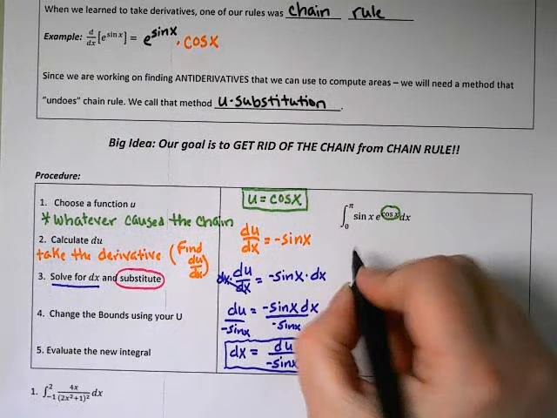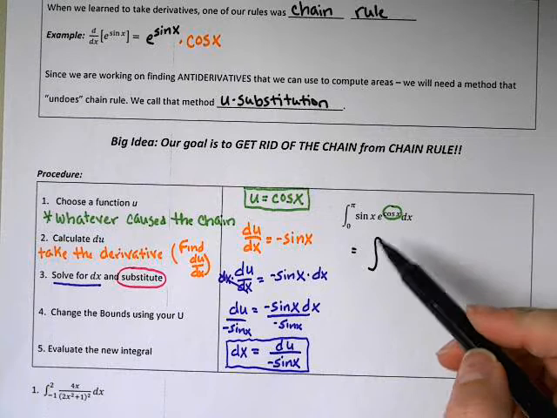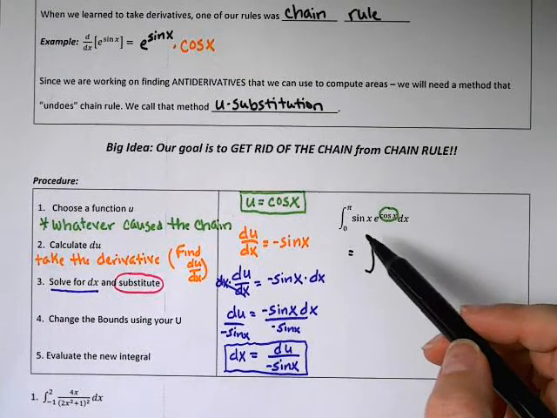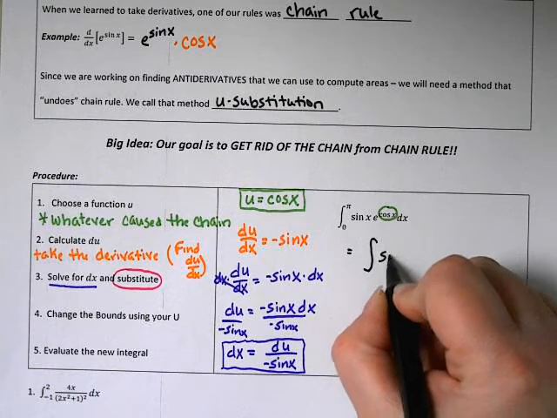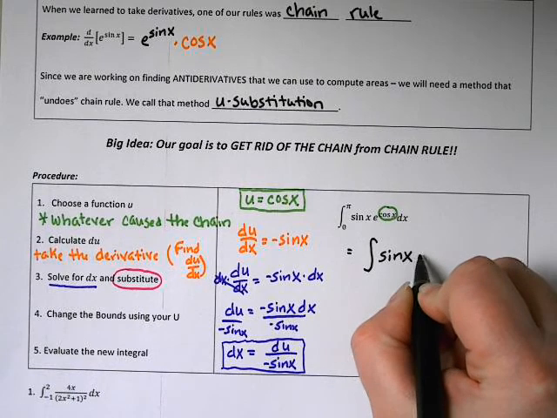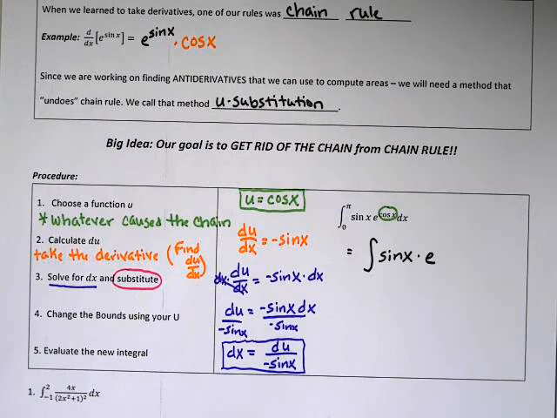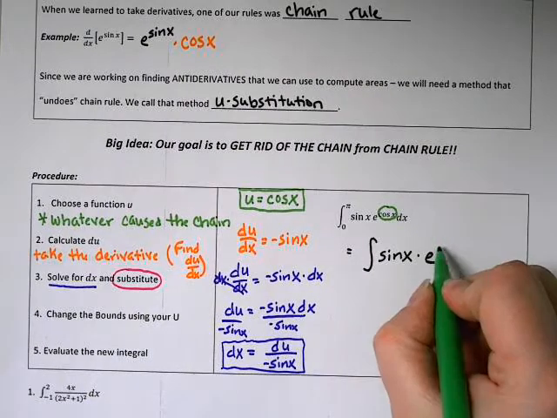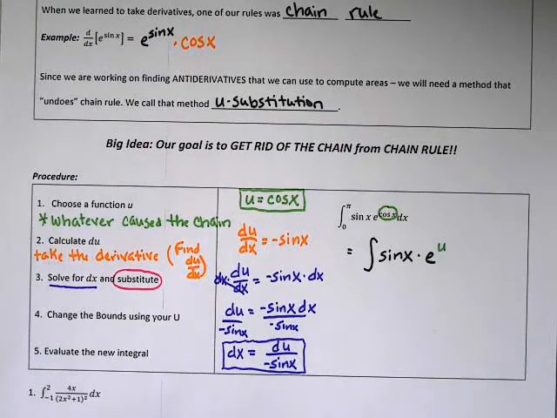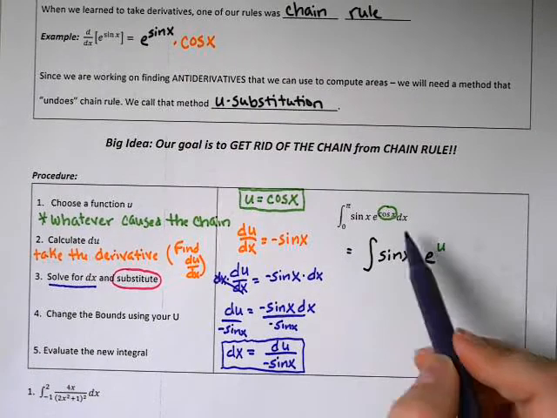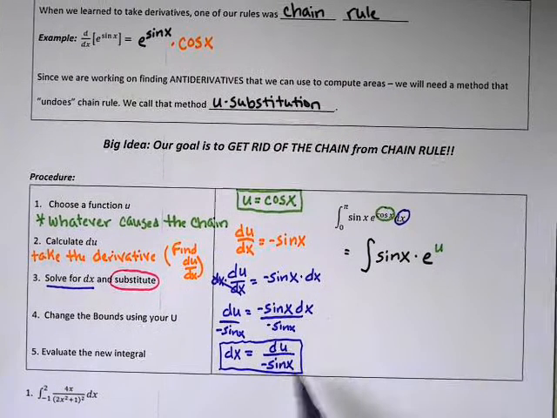So I'm going to take the integral and just rewrite it first, so my integral symbol, but I'm not going to worry about my bounds right now. All right, and when I look at this, sine of x didn't go anywhere, so I'm just going to rewrite sine of x times e, that didn't go anywhere either, but instead of cosine of x being my exponent, that's where the u is going to go in. Okay, and then instead of this dx right here, I want to put in du over negative sine.